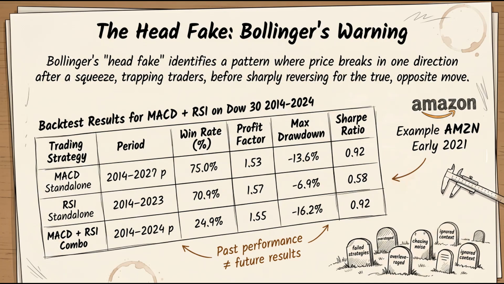Bollinger also warned about the head fake, a pattern where the price breaks in one direction after a squeeze to trap traders, then reverses sharply in the opposite direction. Amazon did this in early 2021. After a squeeze, it appeared to break down through a 6-month trend line with negative RSI divergence and high volume. Instead, it reversed and broke out to the upside. Because of this, pros place their stops inside the bands rather than beyond them. So if the price re-enters the bands after a breakout, they can exit immediately.